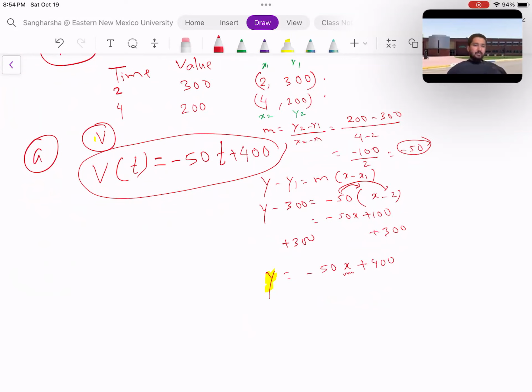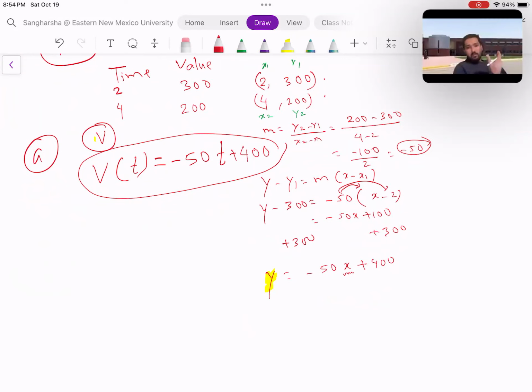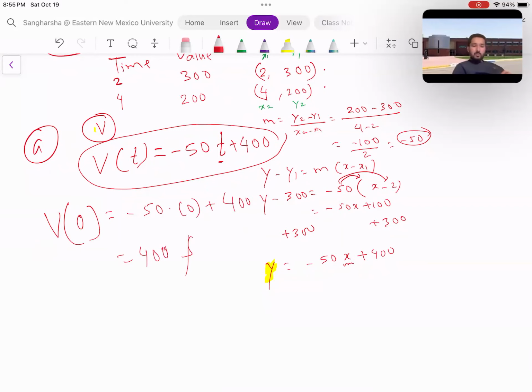What will be the time? The time would be 0 in the beginning, right? Yes, we purchased our computer in 2012, okay? And T has been defined as the number of years from 2012. Finding original price means we want to know the value when our time is 0. So you substitute T is 0 and you get the original price. So B of 0 is negative 50 times 0 plus 400, and this is $400, the original purchase price for this computer.